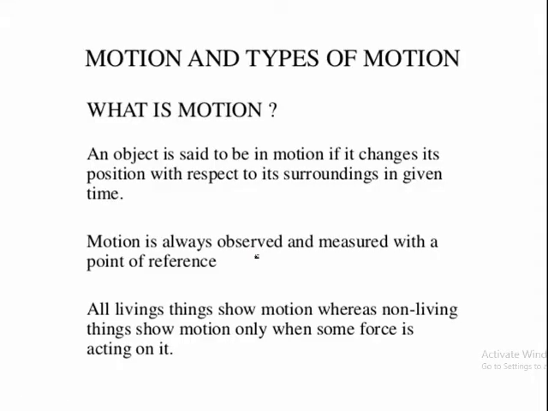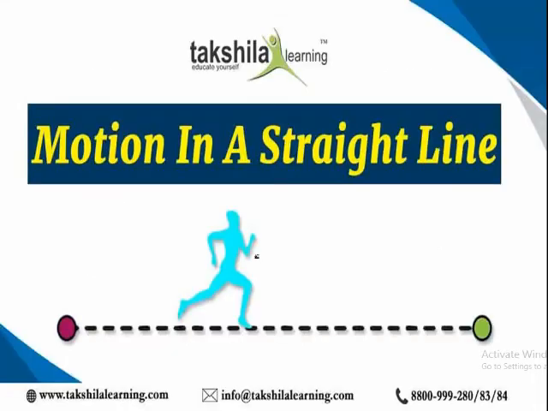At first, let's see what is motion. An object is said to be in motion if it changes its position with respect to its surrounding in a given time. Motion is always observed and measured with a point of reference. All living things show motion, whereas non-living things show motion only when some force is acting on them.